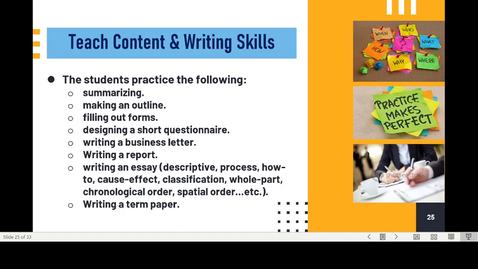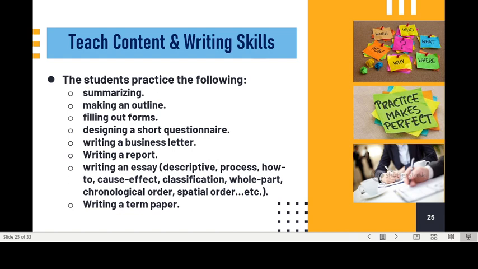Now, when we teach writing, we don't need to teach the students everything about writing. Only those types of things that the students need to write. For example, if they write reports at work, then we teach them report writing. If they are in economics and they have to conduct, let's say, a questionnaire, then we teach them how to design a short questionnaire.